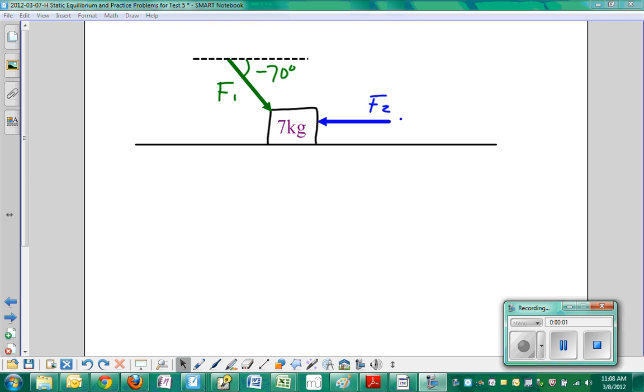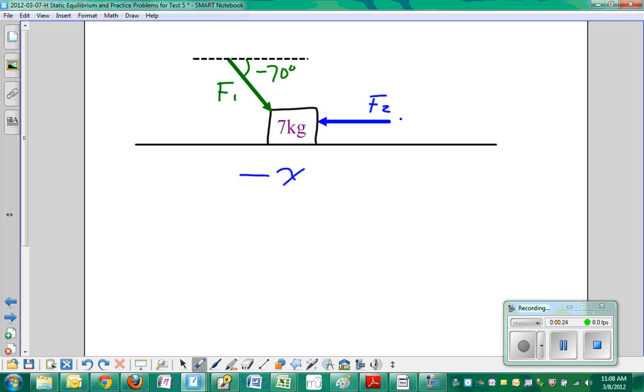We have problem number 11. I've drawn it up a little bit ahead of time. We have two forces acting on a 7-kilogram block. We've got F1 acting downward at 70 degrees and F2 acting to the left horizontally. And we know the magnitude of each of these forces. We're asked to find the acceleration, the horizontal acceleration of the block.